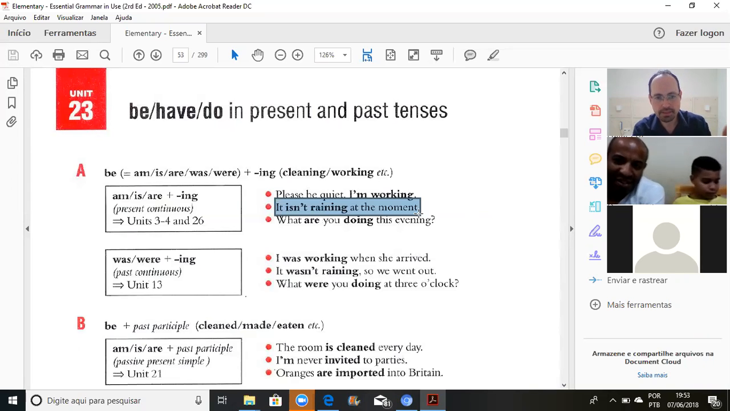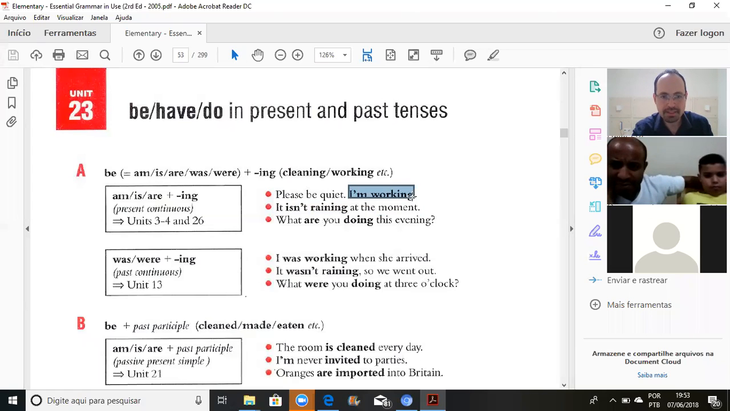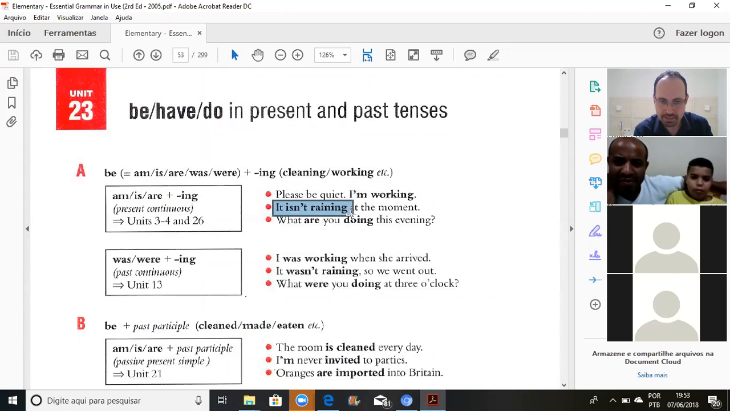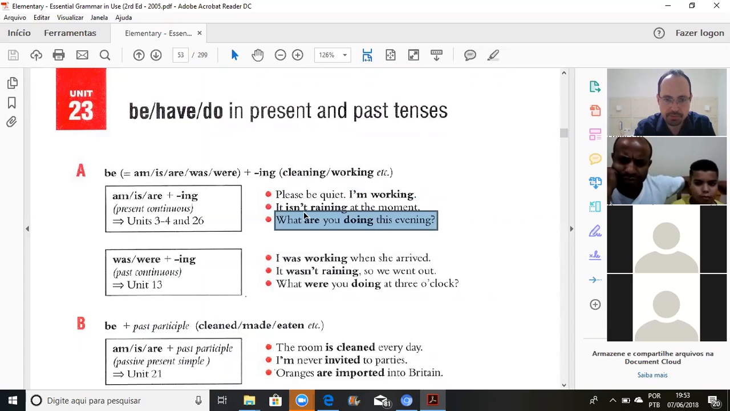You can say that something is happening: I'm working. You can say that something is not happening: it isn't raining. Or you can ask a question using verb to be plus verb with ing. For example, what are you doing this evening? Okay? So you have here the verb to be, and the verb with ing.